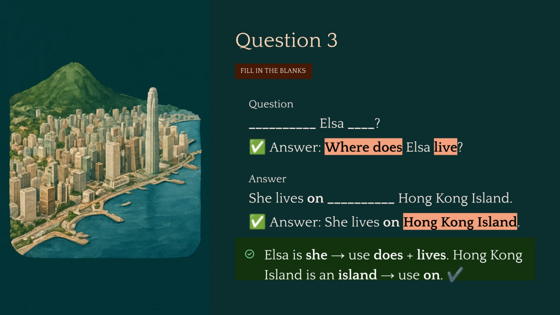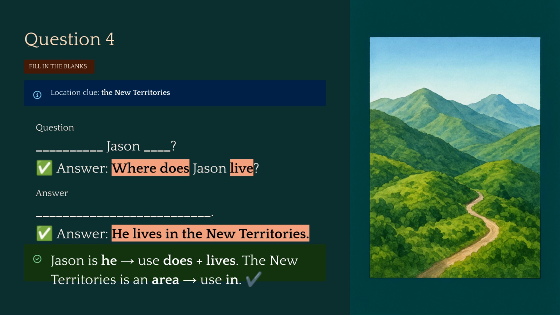Question 3. Fill in the blanks. Question: where does Elsa live? Answer: she lives on Hong Kong Island. Elsa is she, so we say does and lives. Hong Kong Island is an island, so we use on. Question 4. Location clue. The New Territories. Question: where does Jason live? Answer: he lives in the New Territories. Jason is he, so we say does and lives. The New Territories is an area, so we use in.